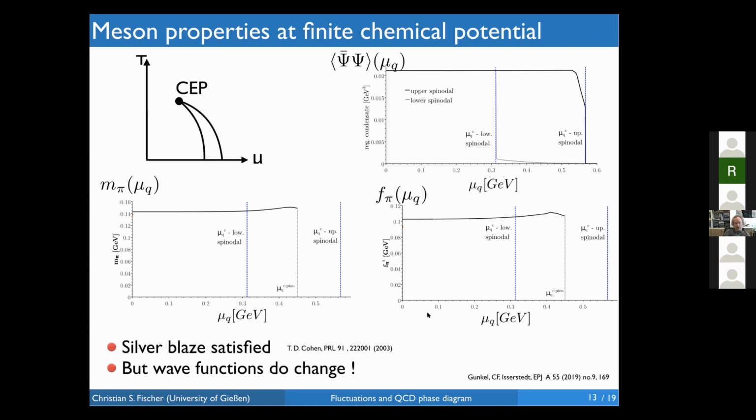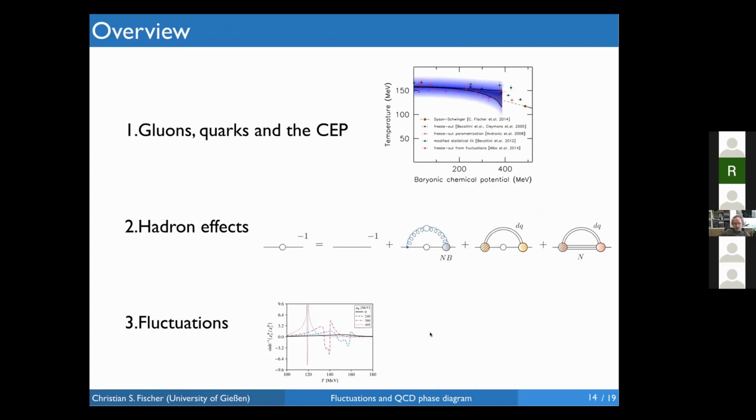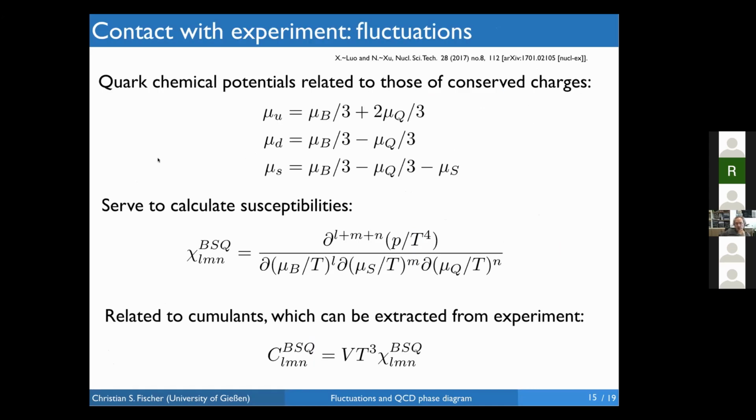So that brings me to the last part of this talk, fluctuations. Fluctuations, as we all know, are a very, very convenient tool to make predictions and compare with experimental quantities. In particular, it's a tool that hopefully at some point makes it possible to detect the critical endpoint in data extracted from heavy ion collisions. There's a very, very nice review on that issue by Luo and Xu, which I highly recommend.